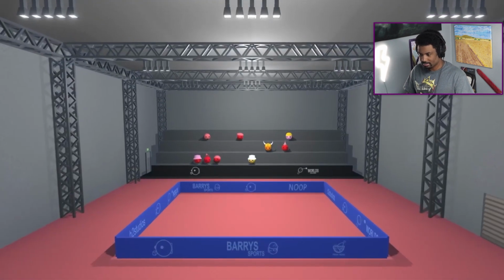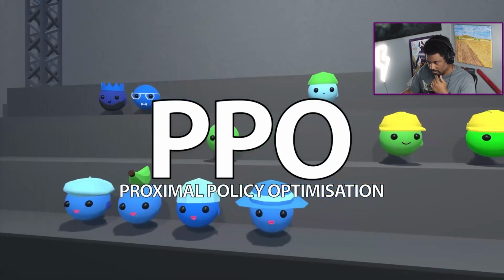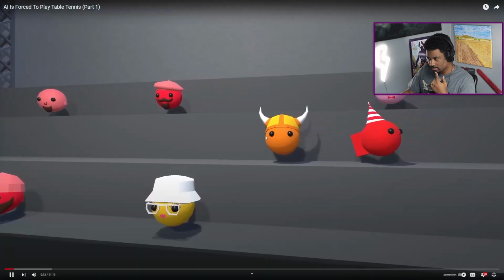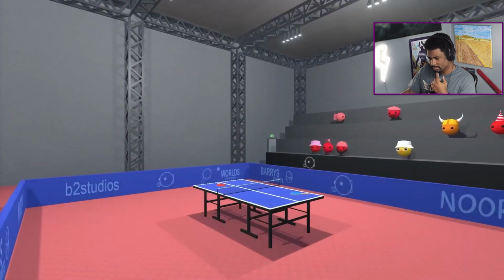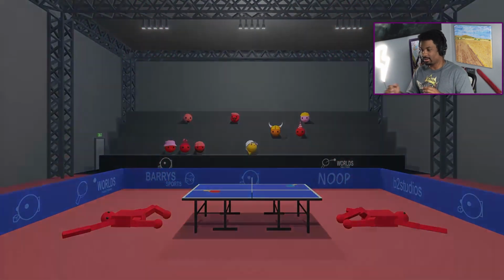In the last two videos, we used this algorithm called PPO, and today we're going to keep that streak going. But this time around, we will use it to create a table tennis AI. Now you might be thinking, oh, this is easy. We can just build a table tennis arena, throw in a couple of ragdolls, and let PPO figure out the rest, just like the other videos.